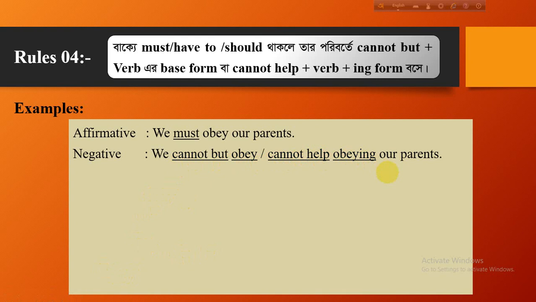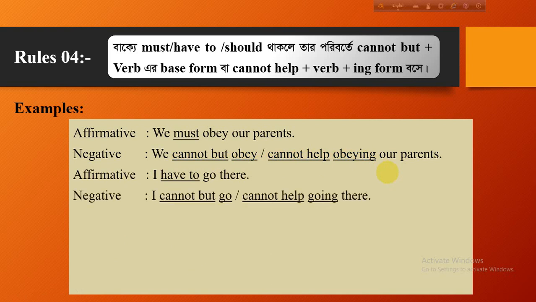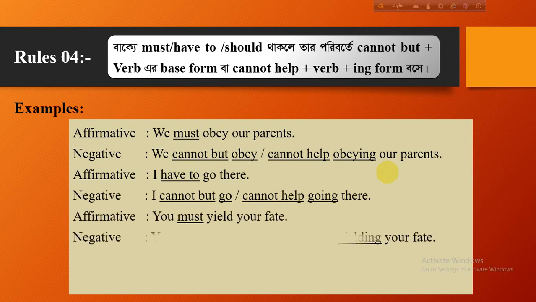So let's go to some other examples. I have to go there. The answer will be I cannot but go there, or I cannot help going there. You must yield your fate. So come to the answer. You cannot but yield your fate, or we use you cannot help yielding your fate.